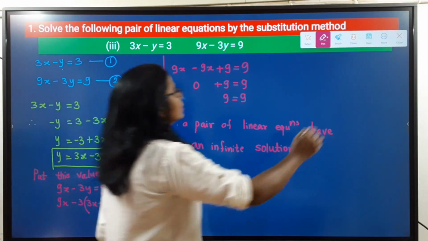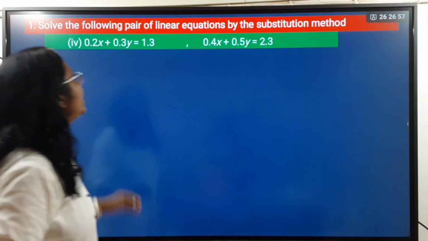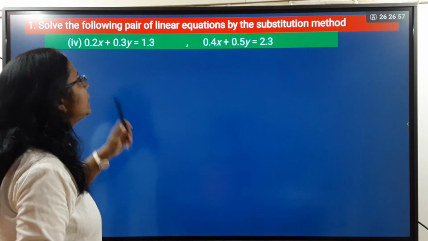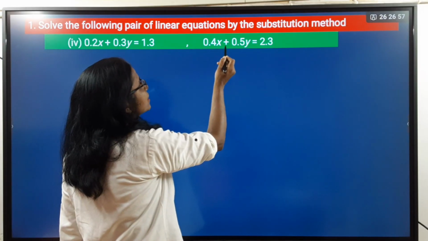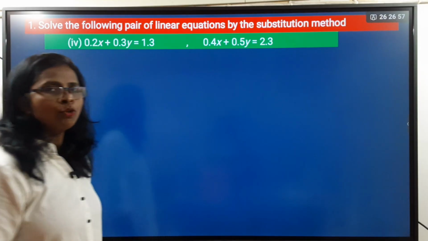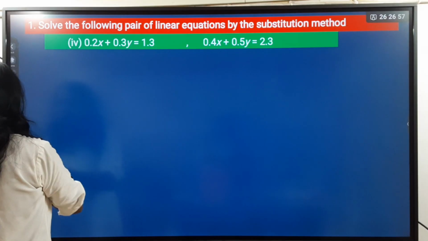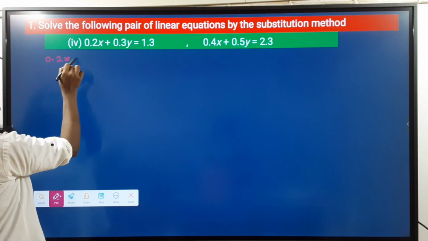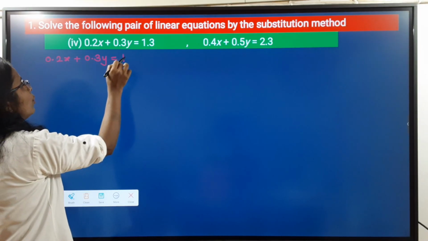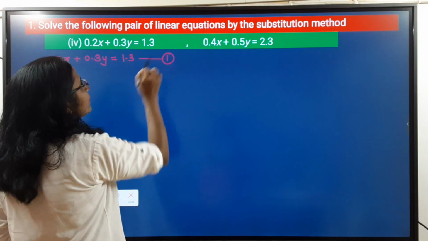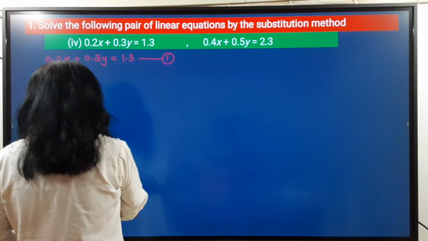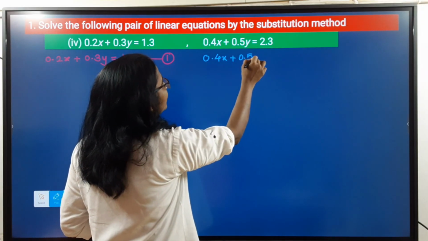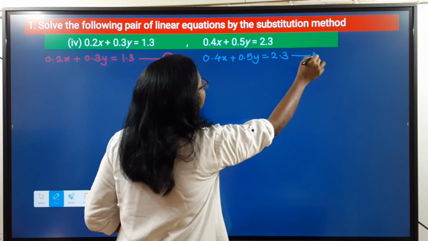Then next example students, see the next example. Here the first equation is 0.2x plus 0.3y is equal to 1.3, and the second equation is 0.4x plus 0.5y is equal to 2.3. First I write down these two equations as they are. The first equation is 0.2x plus 0.3y is equal to 1.3, and call it the first equation. This is the second equation, 0.4x plus 0.5y is equal to 2.3, and call it the second equation.